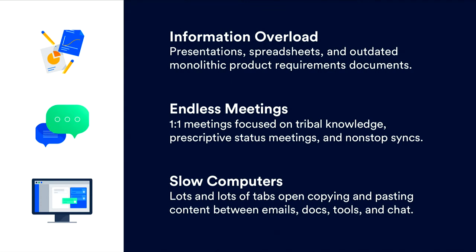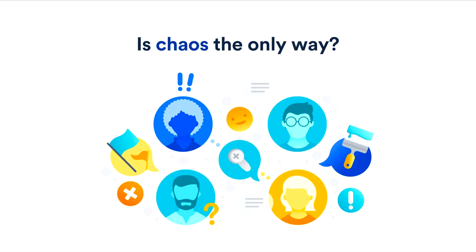And so what ends up happening is you have lots of meetings. And these meetings can be very prescriptive in nature, where you're going down a list of features, trying to figure out what the status is of many features. You might also have one-on-one meetings, where you're just really trying to figure out what's going on at any given time. And for me as a product manager, what I find is my computer becomes incredibly slow because I'm frantically copying and pasting content from different tools such as chat to Confluence to weekly reporting docs and so on and so forth. And so in this sort of environment, I thought to myself, is chaos the only way?